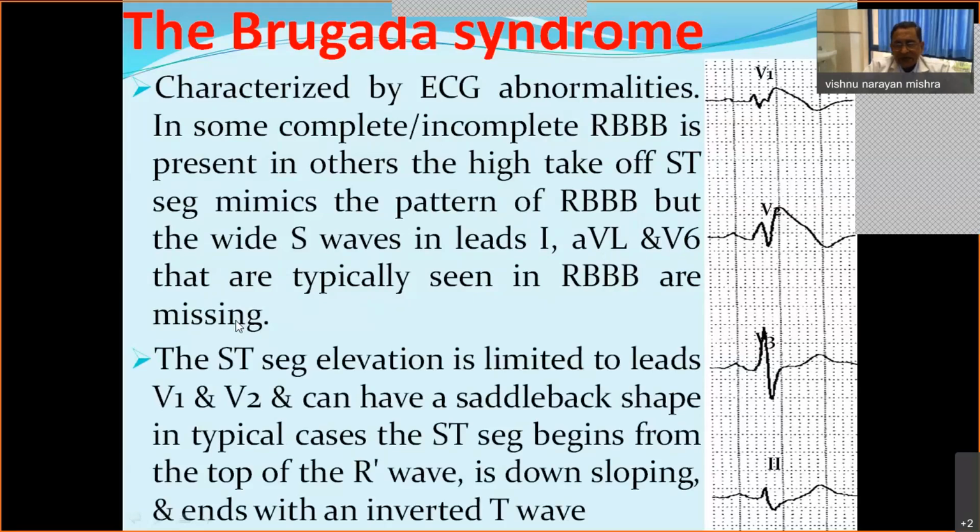The ST segment elevation is limited to leads V1 and V2 and can have a saddleback shape in typical cases. So just like here, you are seeing a saddleback ST segment elevation. It begins from the top of the R wave, is downsloping and ends with an inverted T wave. So this makes the saddle. So this is the saddleback kind of elevation of the ST segment.